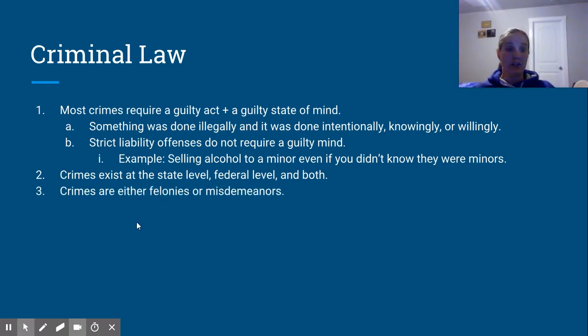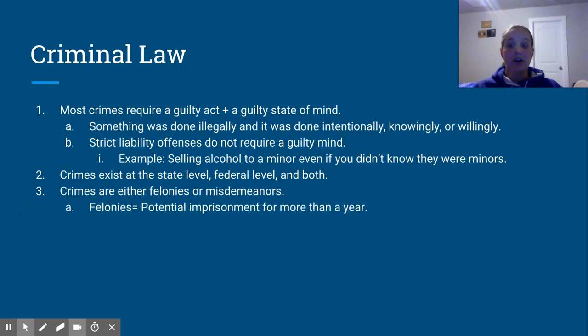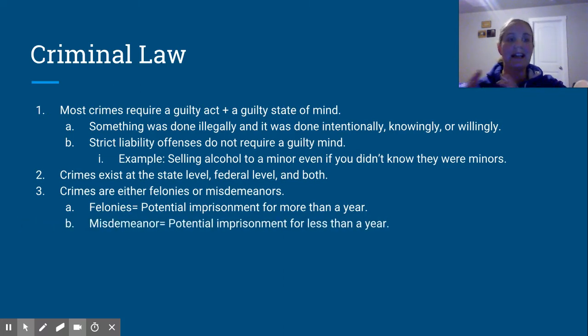Crimes are either felonies or misdemeanors. So a felony is a big crime. It's a much more serious offense, and the penalty for a felony is potential imprisonment for more than a year. So that's how you classify whether something's a felony or a misdemeanor. If you can go to jail for more than a year, then it's a felony. If you could go to jail for only less than a year, it's a misdemeanor. A misdemeanor is just a much less serious crime.